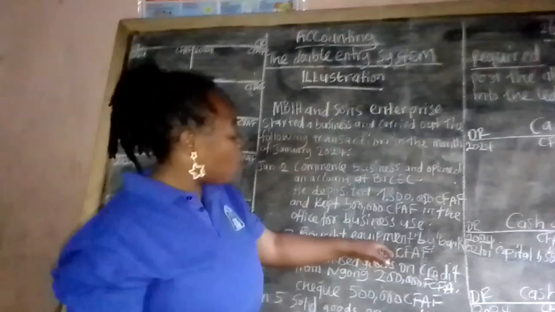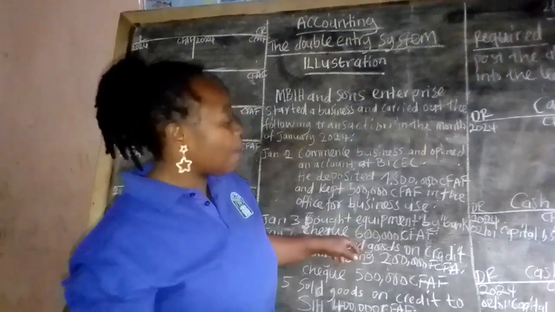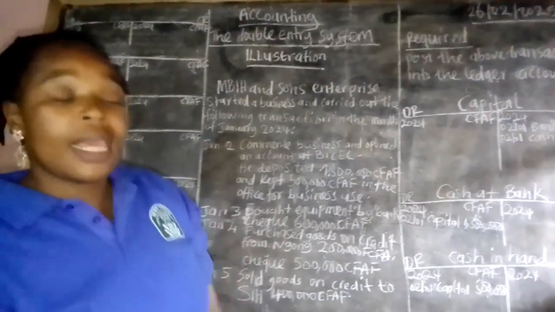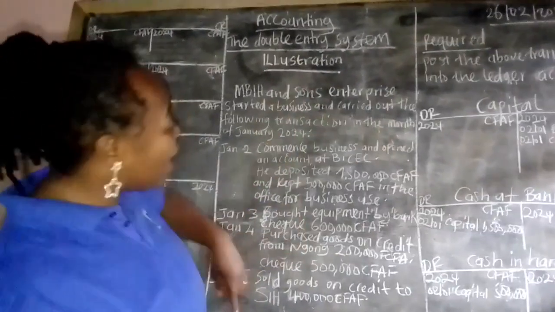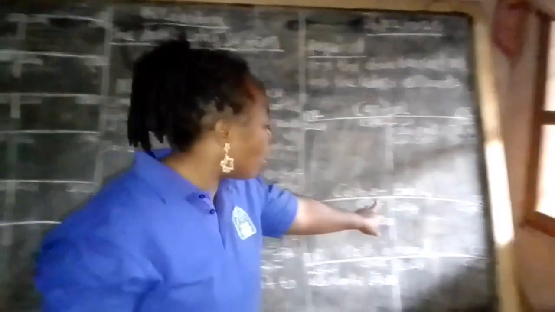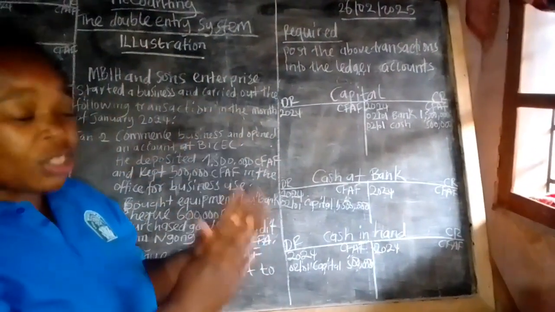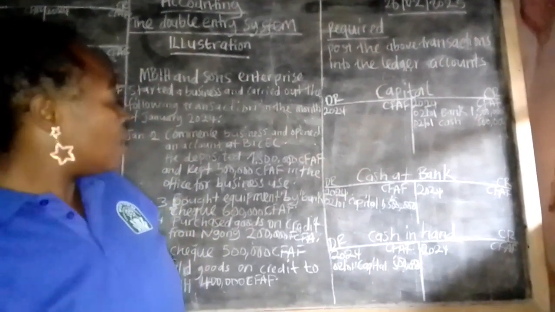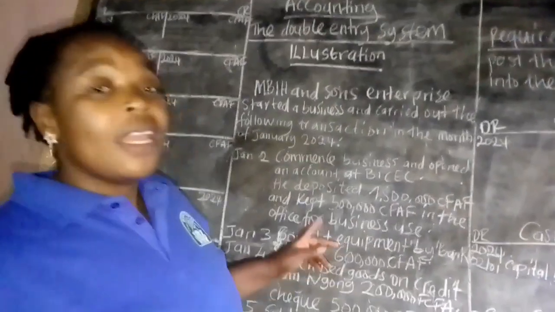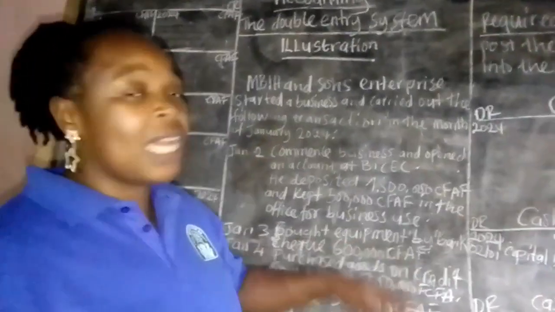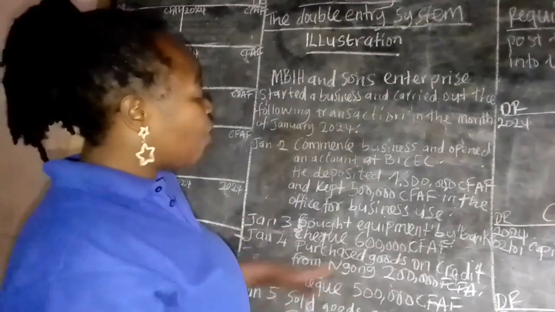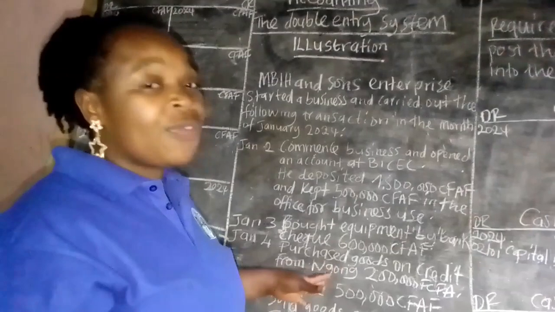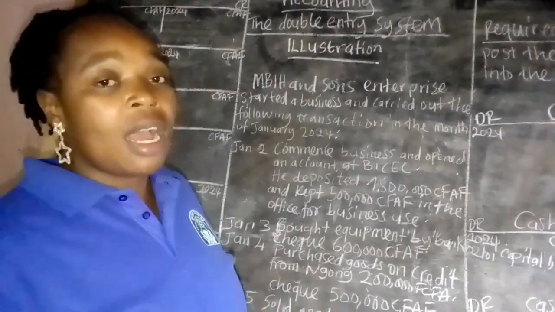So since we have equipment and cash at bank, we are supposed to go to the cash at bank and record. But here, we cannot create a different cash at bank. We are supposed to go into the cash at bank and record, and we create a different account for office equipment. Here we have equipment and cash at bank. Both of these accounts are asset accounts. One is a fixed asset and the other is a current asset.